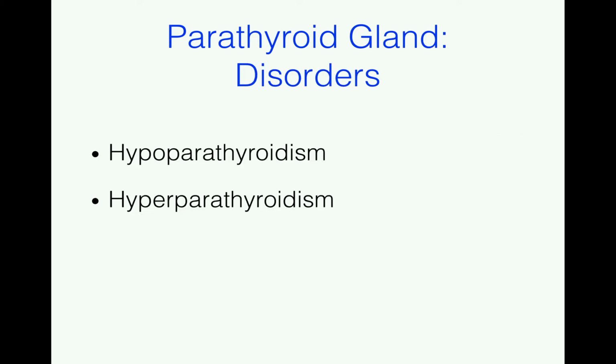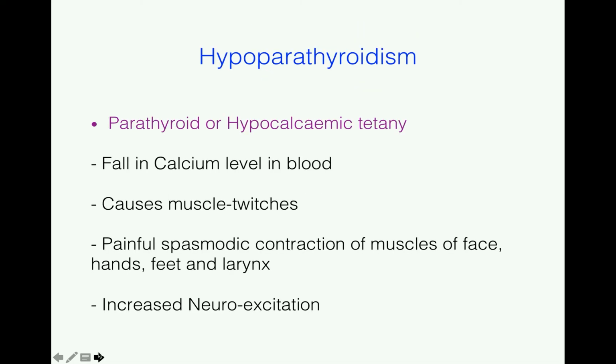Now we'll see disorders due to the parathyroid gland. They are hypoparathyroidism and hyperparathyroidism. First, hypoparathyroidism. Hyposecretion of parathormone due to accidental damage to the parathyroid leads to parathyroid or hypocalcemic tetany. It is characterized by a fall in calcium level in blood and causes muscle twitches, painful spasmodic contraction of muscles of the face, hands, feet, and larynx. It also increases neuroexcitation.